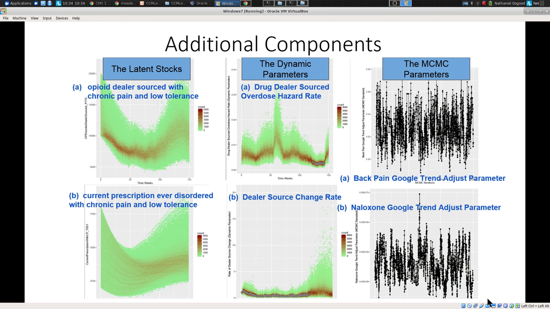For example, something having to do with naloxone, how naloxone searches in Google Trends depended on the number of individuals who are making use of opioids. And this is related to back pain, relating the underlying prevalence of back pain to how much people are actually searching for it. So these were related to parameter values, and it was trying to estimate that parameter value from a distribution. It's exploring over time. This is what MCMC does in random walks. It tries to explore different possible values of these parameters that are plausible. So that's what that was doing.